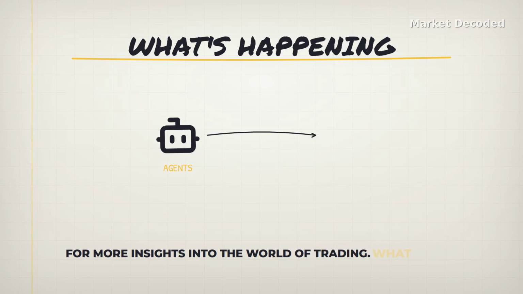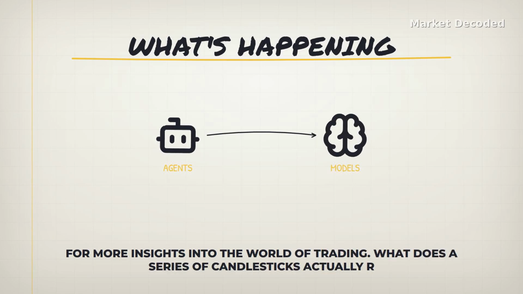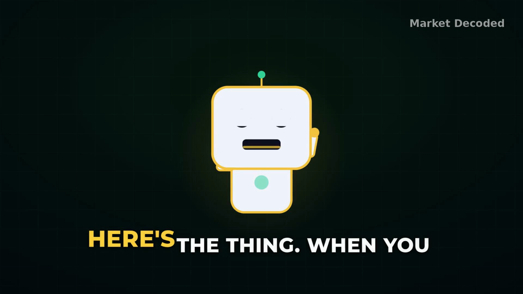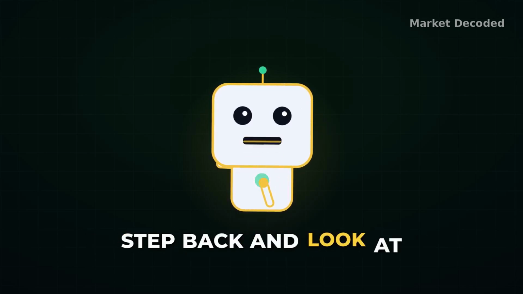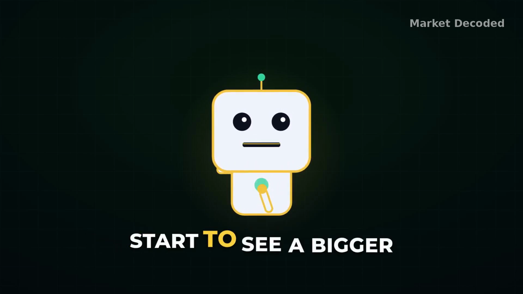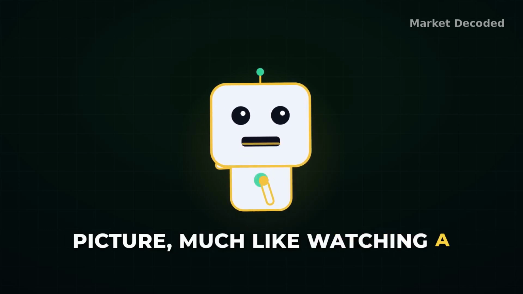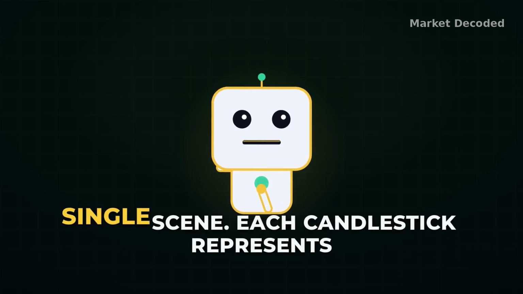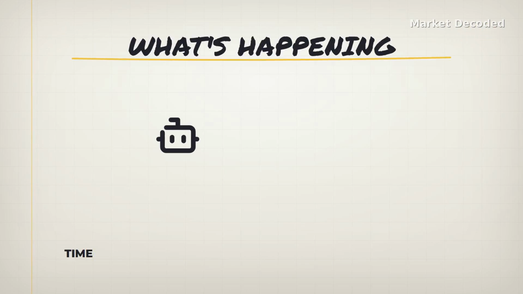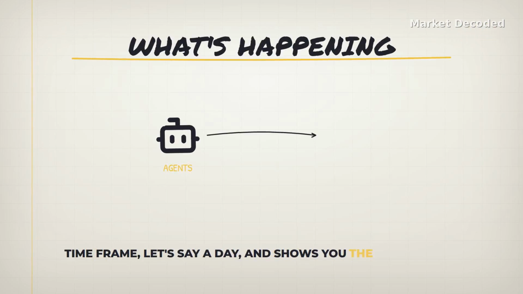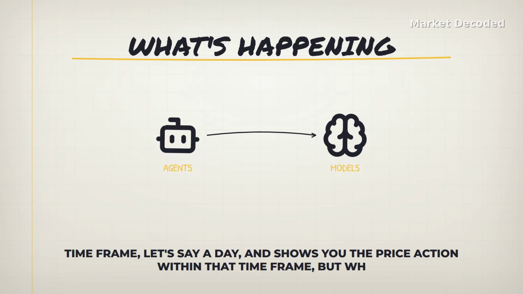What does a series of candlesticks actually reveal about the market? It's easy to get lost in each individual candlestick. But here's the thing. When you step back and look at a collection of them, you start to see a bigger picture, much like watching a movie instead of just a single scene. Each candlestick represents a specific time frame, let's say a day, and shows you the price action within that time frame. But when you line up several of these candlesticks, you begin to notice trends.